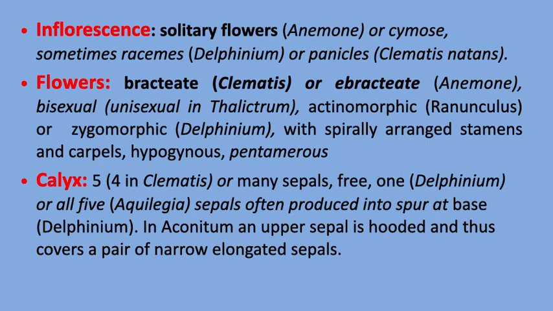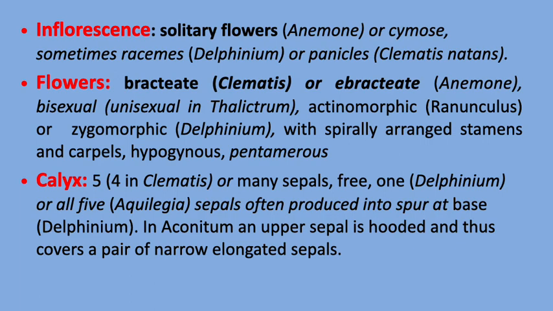The flowers show spirally arranged stamens and carpels. They are hypogynous and pentamerous. Calyx is usually 5, 4 in case of Clematis, or there are many sepals, free. One sepal or all the 5 sepals are produced in a spur in the case of Delphinium or Aquilegia, respectively.